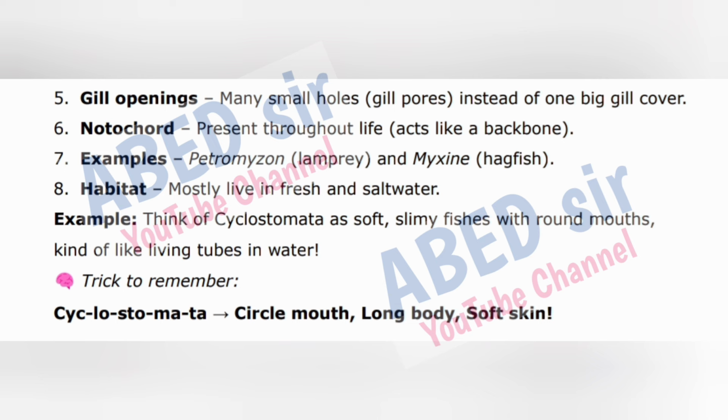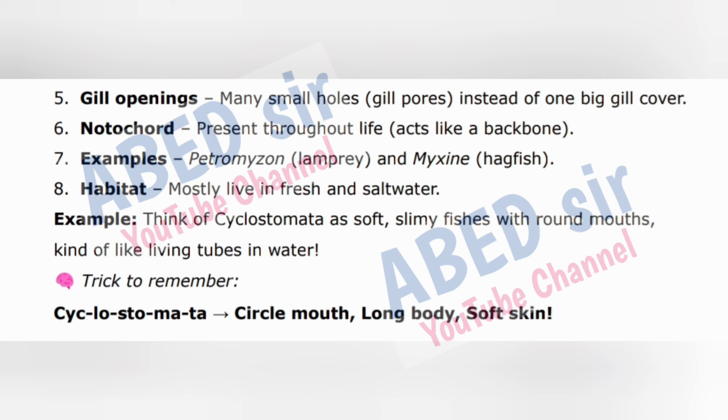6. Notochord, present throughout life, acts like a backbone. 7. Examples, petromyzin, lamprey, and myxine, hagfish. 8. Habitat, mostly live in fresh and salt water. Example, think of cyclostomata as soft, slimy fishes with round mouths, kind of like living tubes in water. Trick to remember.